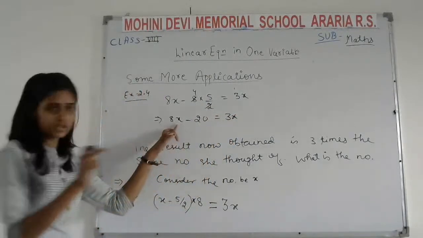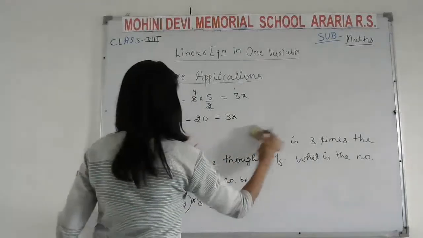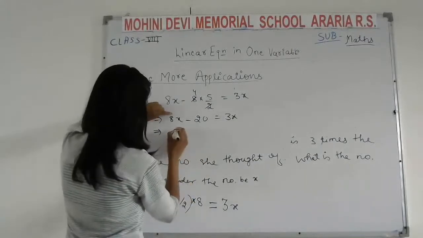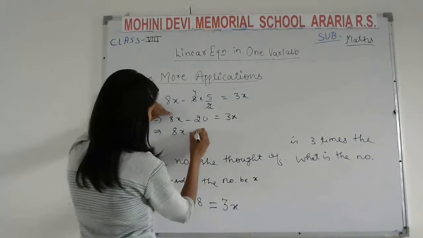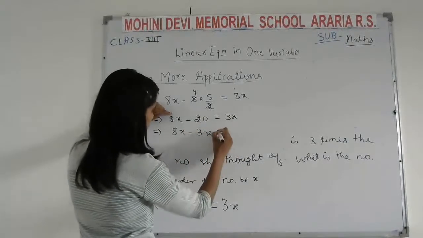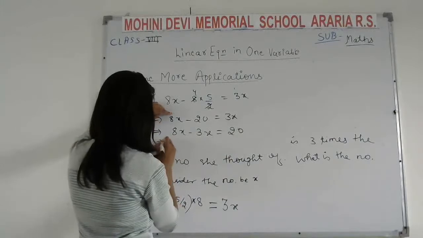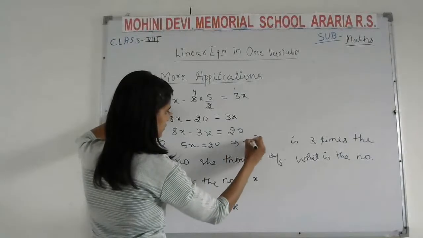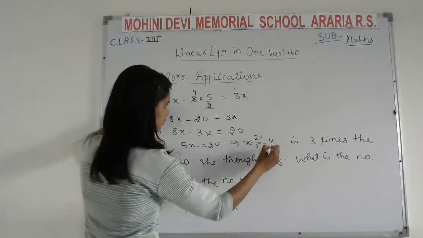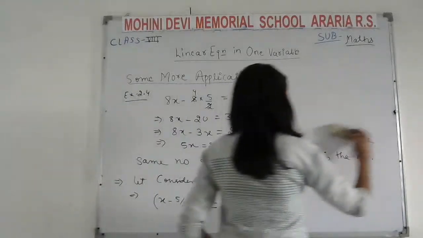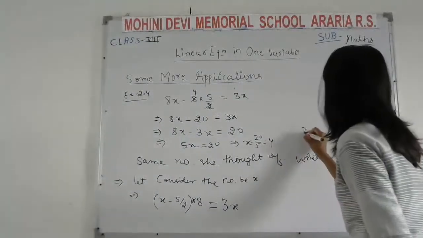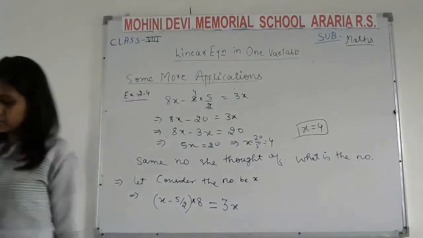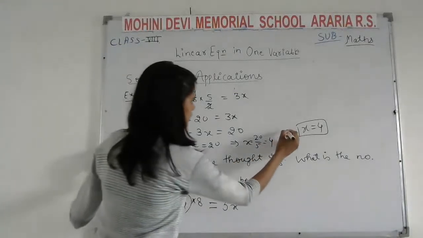Again, we have variables on both sides. So what you will do is separate variables and constants. Shift this 3x here, 8x plus 3x, here it will become minus 3x. Shift minus 20 there, it will become plus 20. 8x minus 3x, that is 5x, is equal to 20. This implies x is equal to 20 upon 5, which is equal to 4. So the answer we get is x is equal to 4. Means the number Amina thought of was 4.